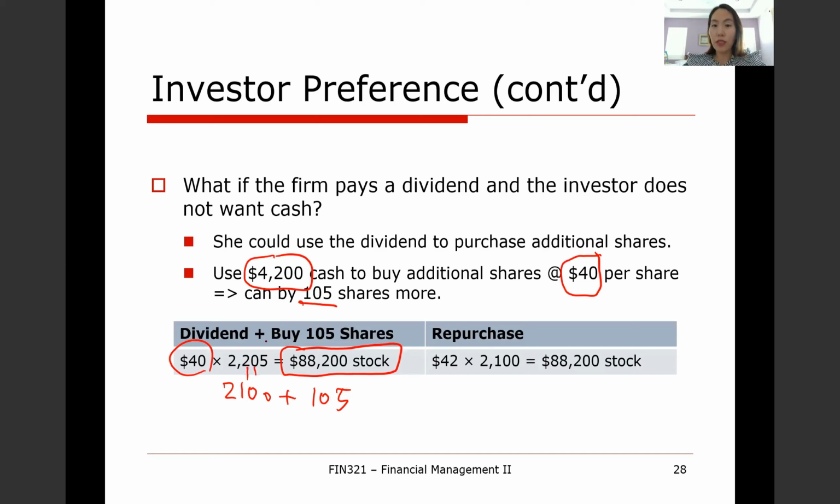And let's compare that to the repurchase scenario. In the repurchase scenario, each share will be worth $42, and you will have 2,100 shares, resulting in $88,200 in stock value. So if the company did the dividend, but you wanted to achieve the outcome under the repurchase scenario, you could have done so without any transaction cost. You could have achieved exactly the same outcome in this case. Okay. So what is the implication here? No matter what payout method the firm chooses, investors have the ability to reverse the firm's decision and create whatever scenario they prefer the most without any transaction cost.